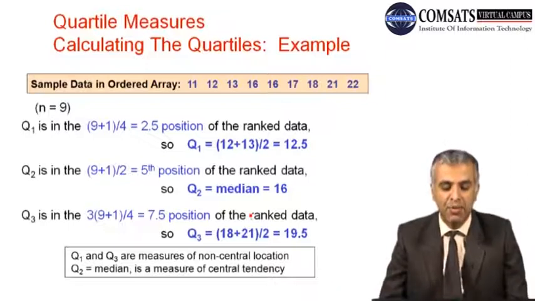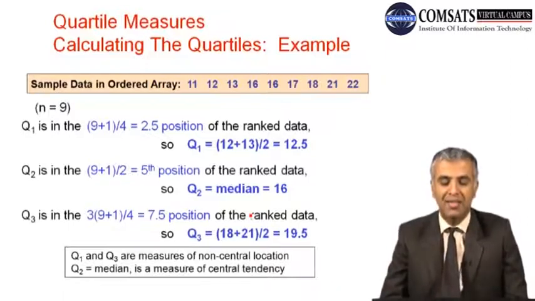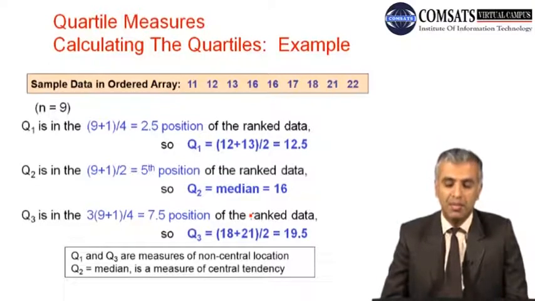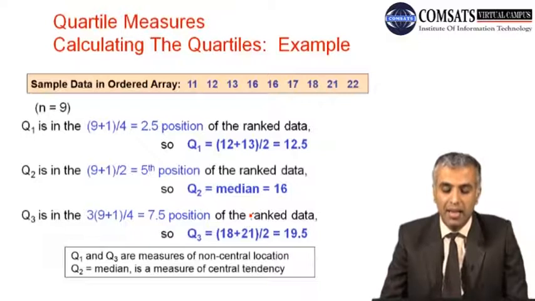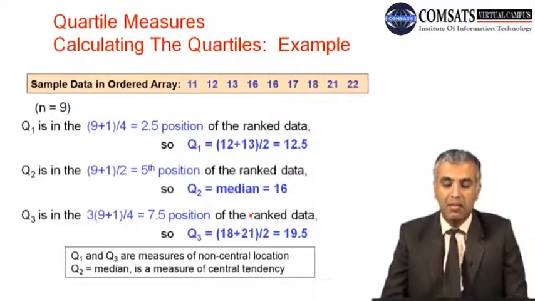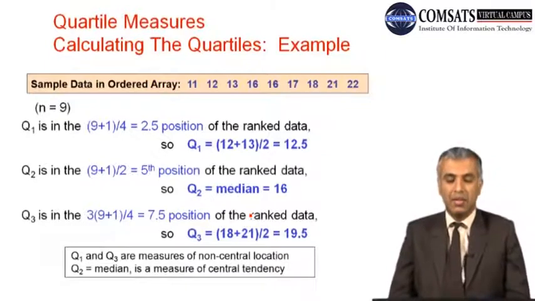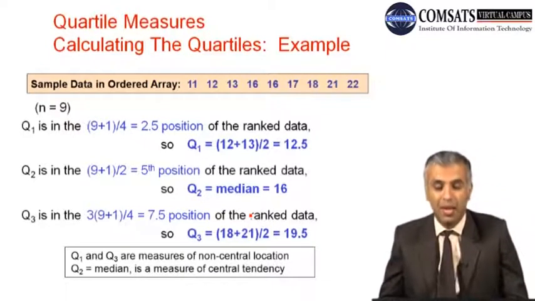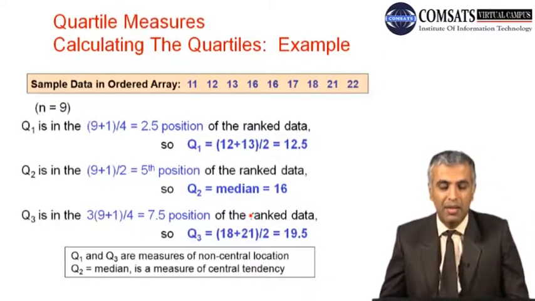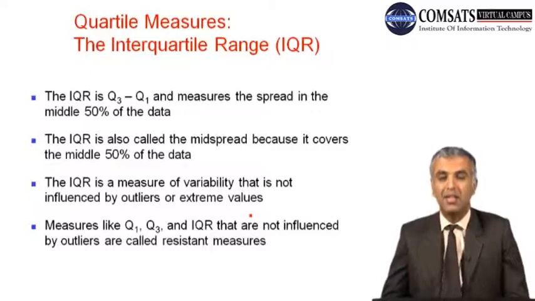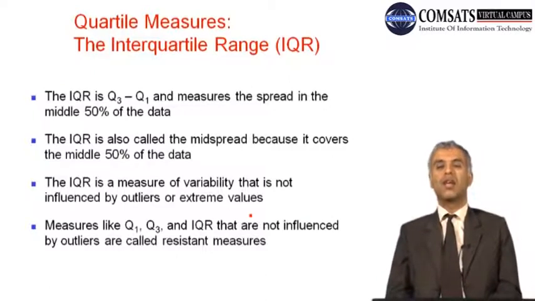Here it is 7.5, and the 7.5 position basically comes at 19.5, because it's coming in between 17 and 18. So by taking the average we can easily calculate Q3. So once the quartiles are calculated, then it's easy to calculate the interquartile range.